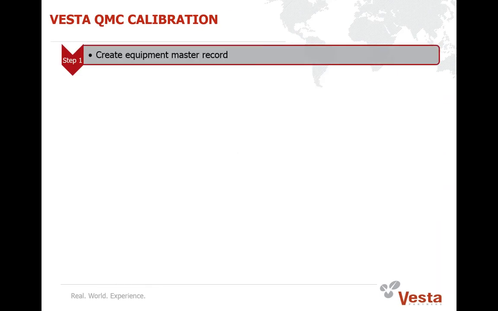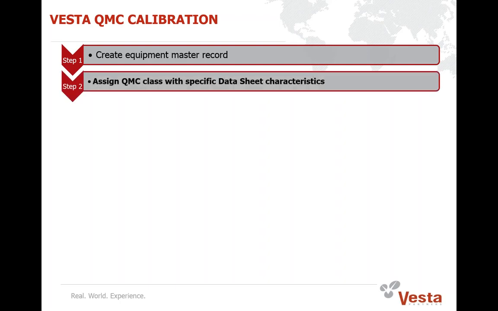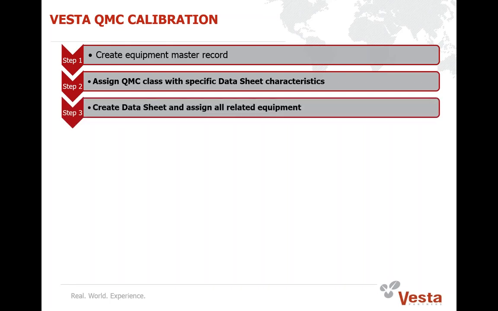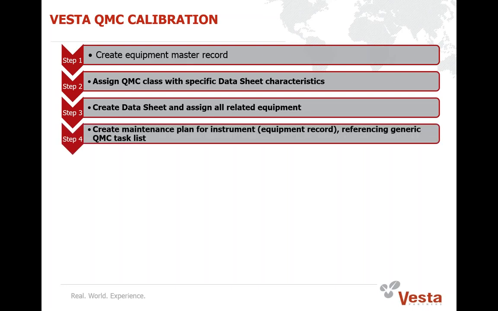The process with QMC starts out the same, so you obviously need an equipment. Then on this equipment, you assign a QMC characteristic class that has some specific characteristics that we need. You create a data sheet and assign all related equipment, or if you already have a data sheet with related equipment, you just assign it to that. You create a maintenance plan for the instrument, but you reference only a generic QMC task list. So for all of QMC, there's one task list that is used that is very generic.